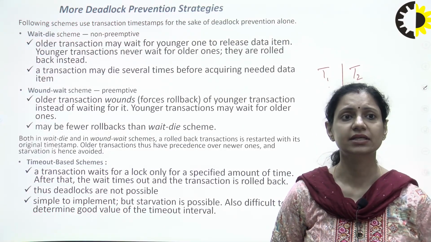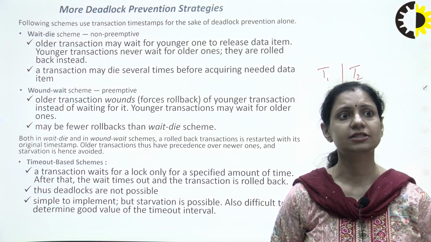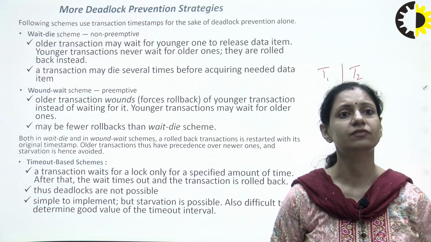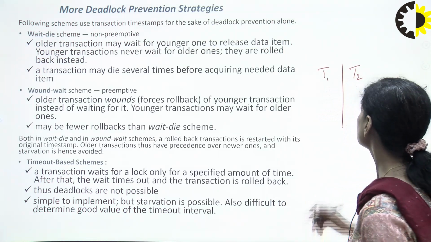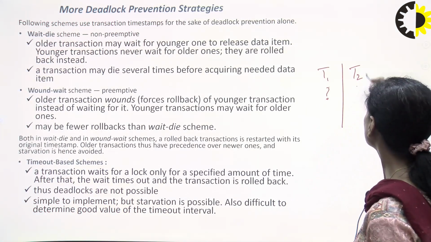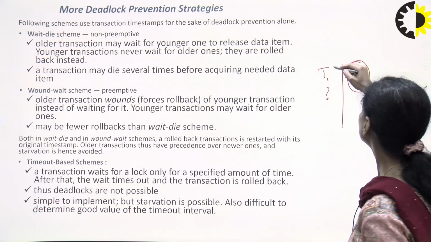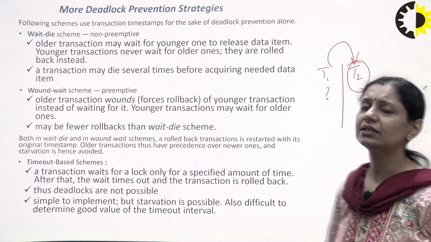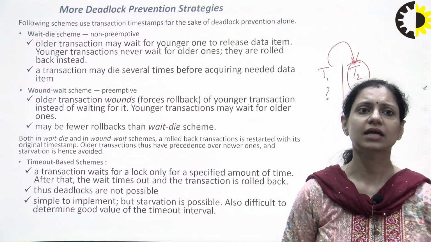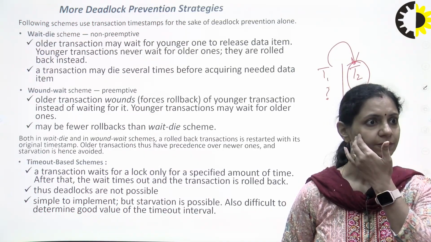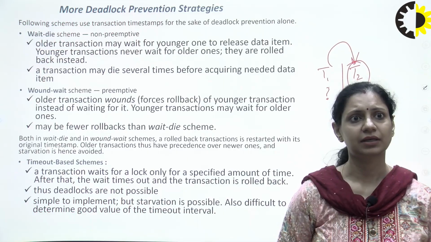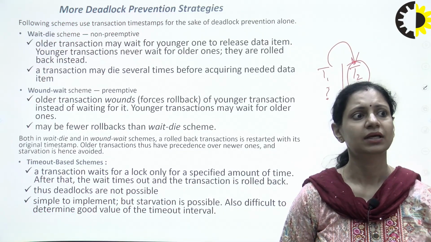But wound-wait says that the older transaction will force the rollback of the younger transaction instead of waiting for it. Suppose T1 is waiting for a lock and that lock has been acquired by T2, it will forcibly roll back T2 because it will not wait for T2 to release the resource, and then the transaction T1 will work. So here we have fewer rollbacks as compared to the wait-die scheme.